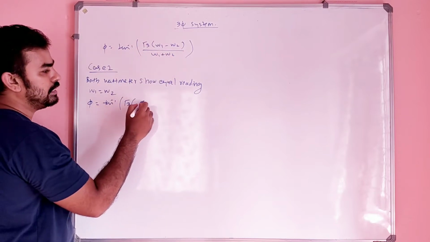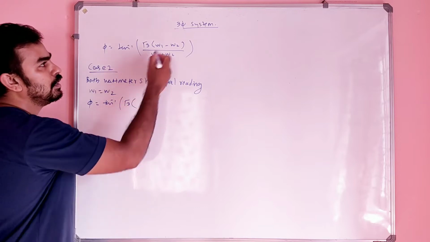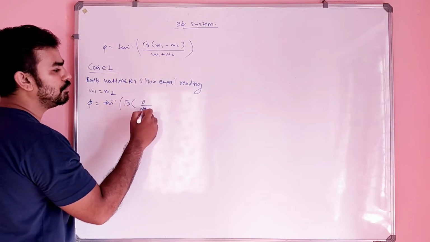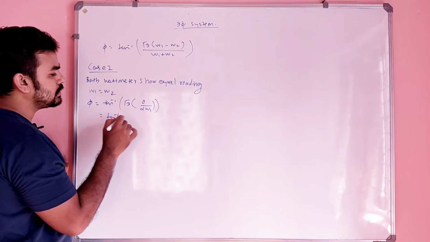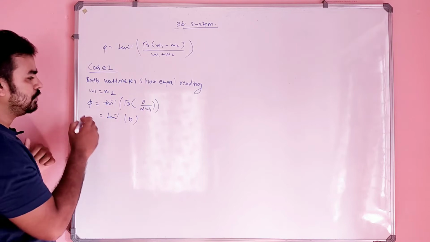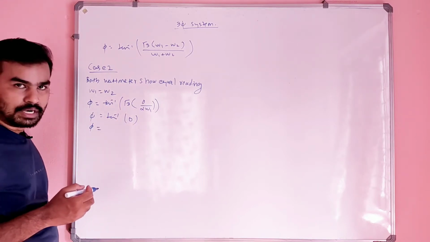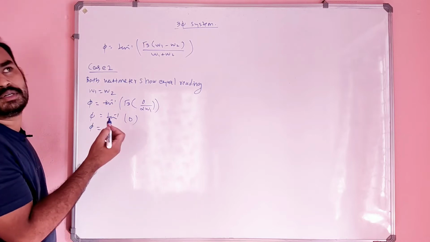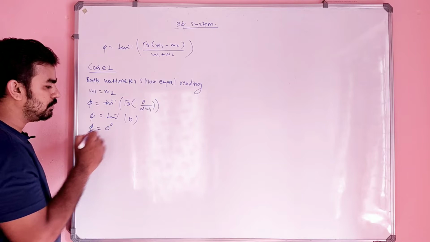which will be 0, divided by W1 plus W2, let it be 2W1 or 2W2, anything. So it is tan inverse 0. Root 3 times 0 by anything will be 0. Tan inverse 0 is sin 0 by cos 0, which is 0. So tan inverse 0 is 0 degree.